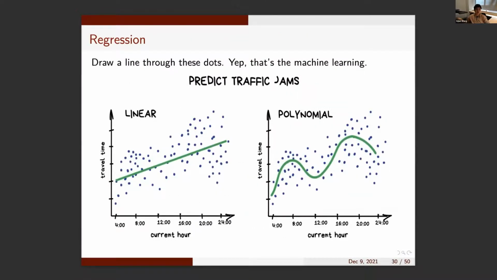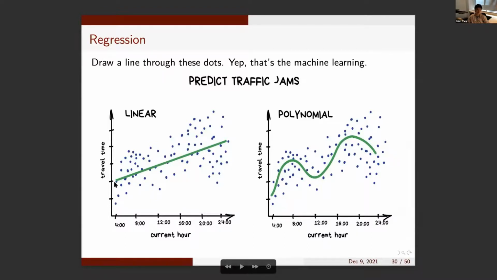So then the next one is for the regression. Here is an example. Suppose we want to know the relationship between the hour, the time, and our traffic condition. Here each dot means a data point. For the regression, that means we can just fit a line. You draw a line through the dots to try to capture the trend of the data. That is actually the simplest machine learning.